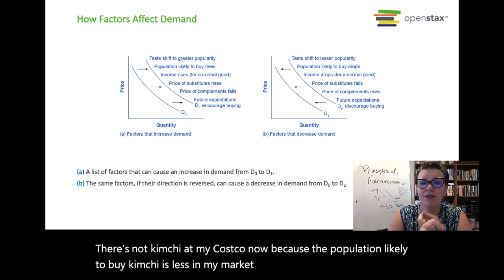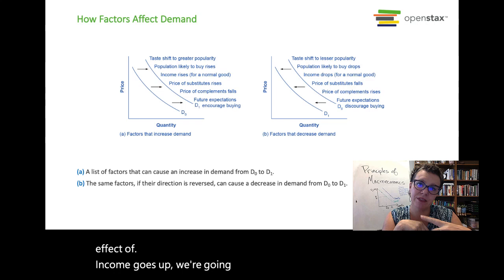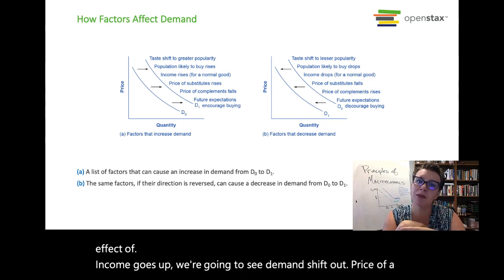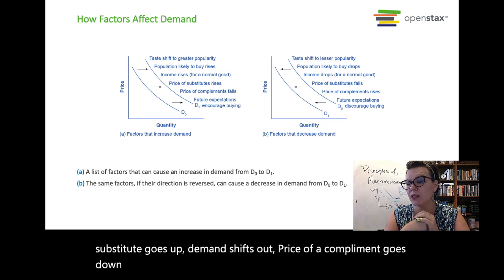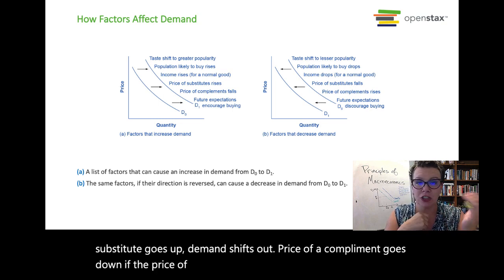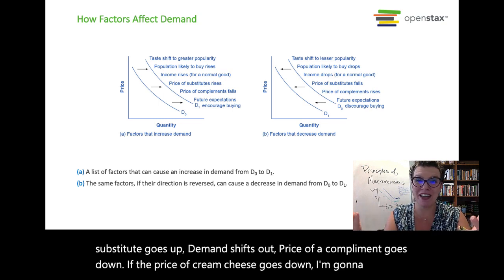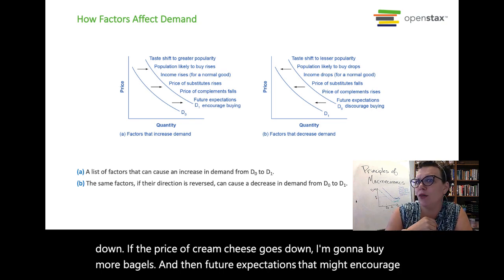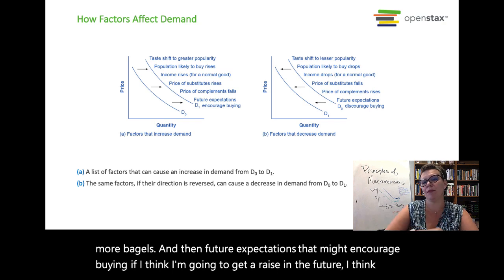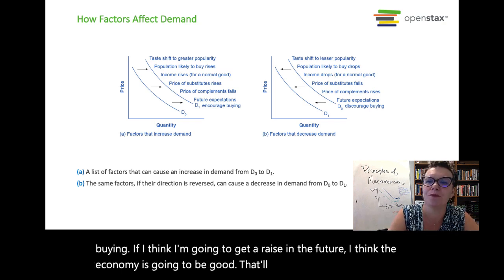Income is going to have a huge effect. If income goes up, we're going to see demand shift out. Price of a substitute goes up, demand shifts out. Price of a complement goes down. If the price of cream cheese goes down, I'm going to buy more bagels. And then future expectations that might encourage buying. If I think I'm going to get a raise in the future, I think the economy is going to be good. That'll increase demand for everything.